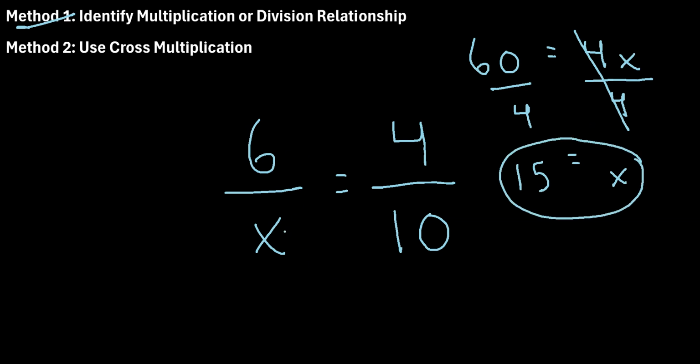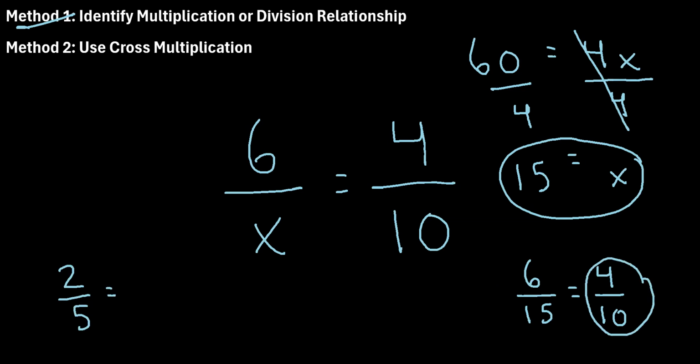And we'll find that if we plug in a 15 here, 6 over 15 is indeed equal to 4 over 10. And if we were to simplify both of these fractions, so if we divided the numerator and denominator of this one by 3, we would end up with 2/5. And if we divided the numerator and denominator of this fraction by 2, we would end up with 2/5. So we would find that they're both equal to each other. So that's how we can verify that x is equal to 15 is the correct answer.